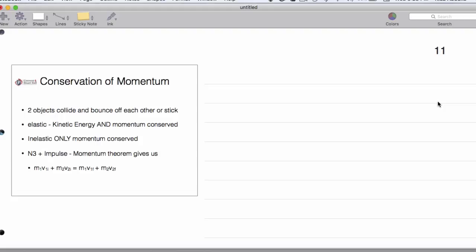So we've finished up the presentation part of, my goodness, Tuesday. This is just yesterday. I can't believe it. It feels like it was Monday. Looking at the conservation of momentum theorem.